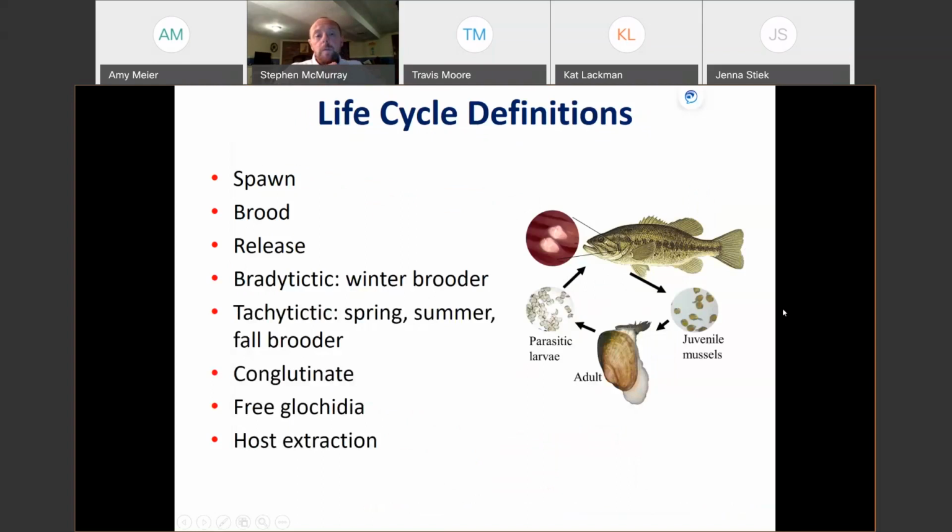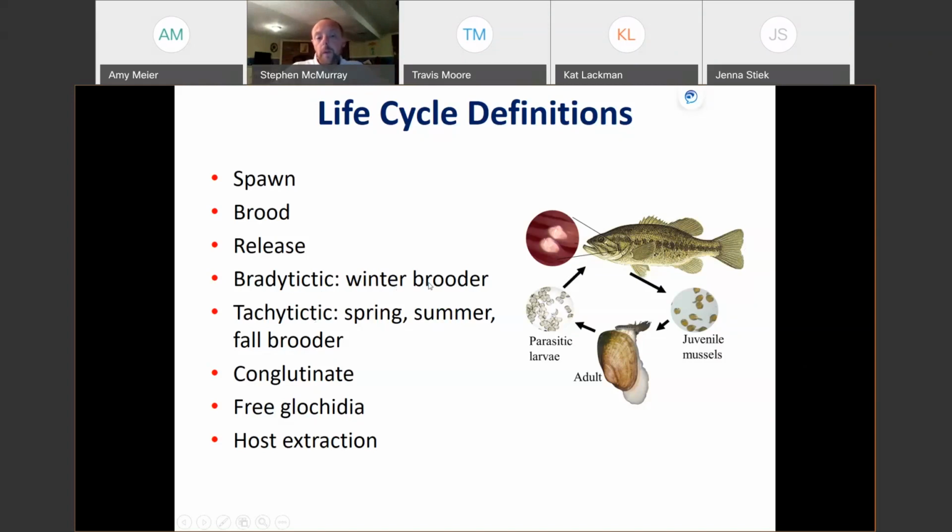Okay, so just a pretty brief recap of some of what Dr. Barnhart talked about with life cycle, because this will help us a little bit as we get into talking about the tribes. But spawning is basically the release of eggs. And the females do not spawn into the environment. They actually spawn the eggs from their ovaries into their gills, where they are then fertilized. Those are then brooded inside the gills for a few weeks to a month. And release strategies, there are two brooding strategies, bradytictic and tachytictic.